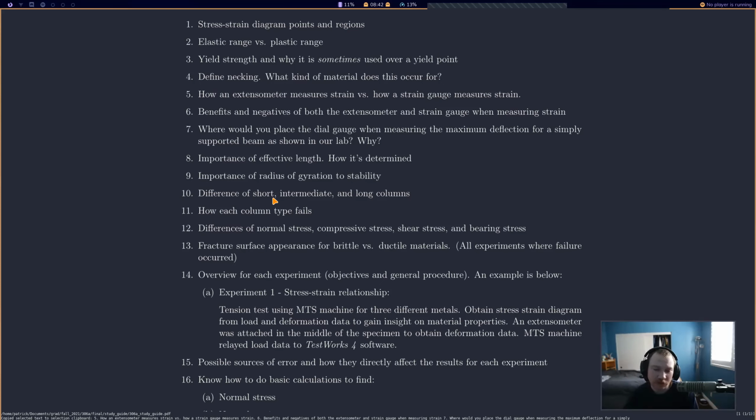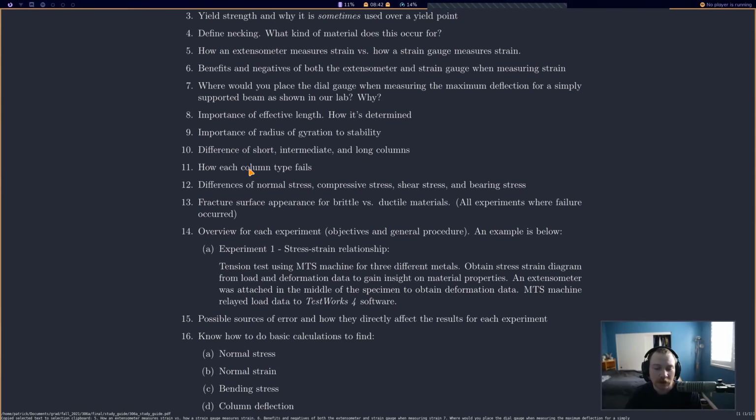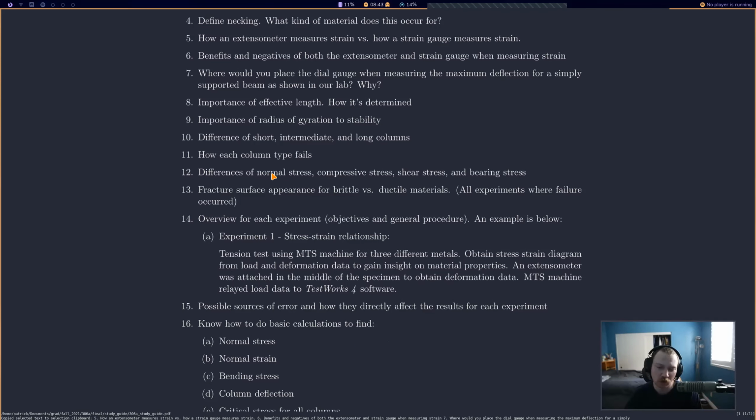Next one is the difference of short, intermediate, and long columns. So it's not arbitrary, this is a short column, this is long. There's actually a method to quantify them, and that was from the slenderness ratio. So remember that. How each column type fails. We talked about this a lot too, for how a short column fails, intermediate, and a long column.